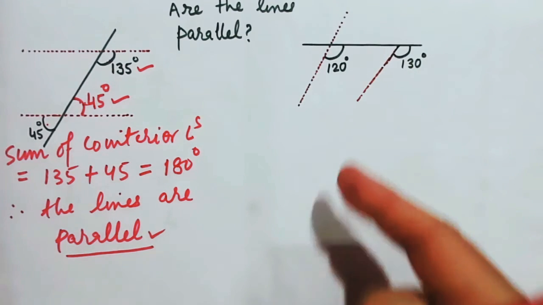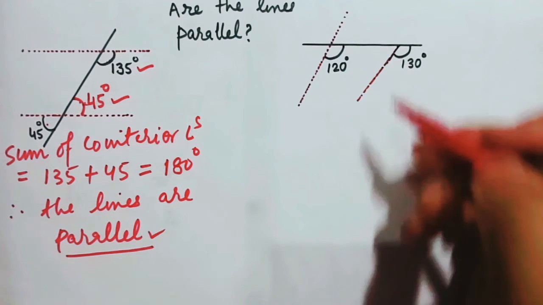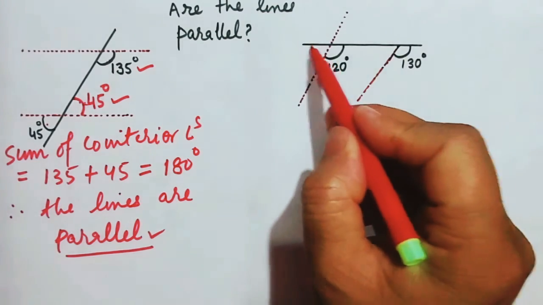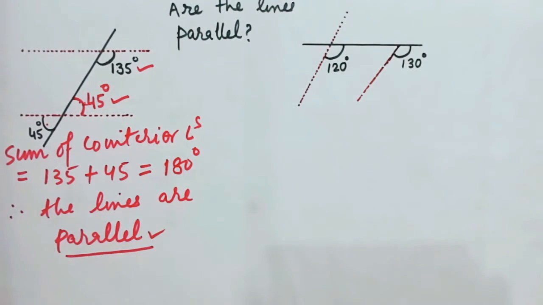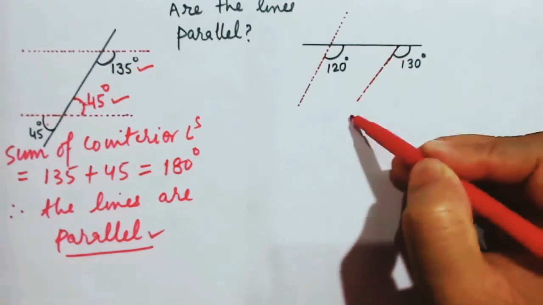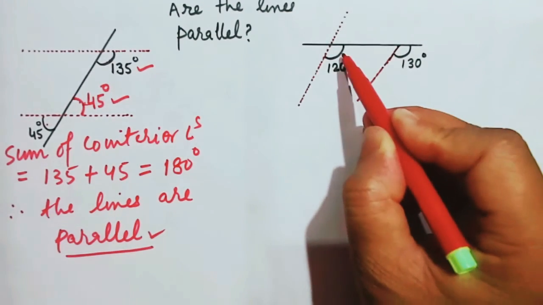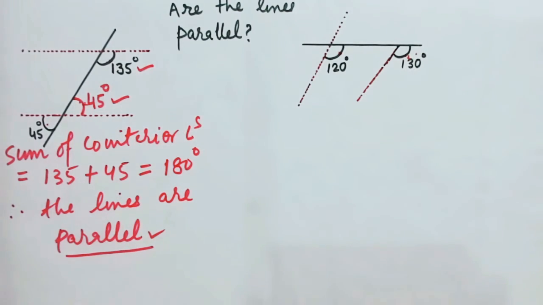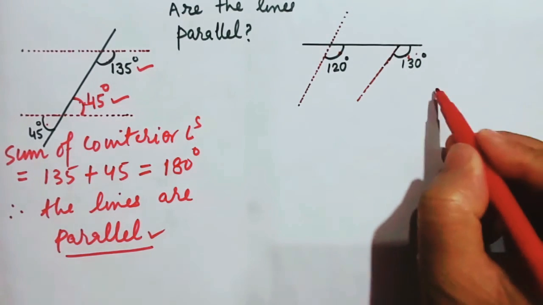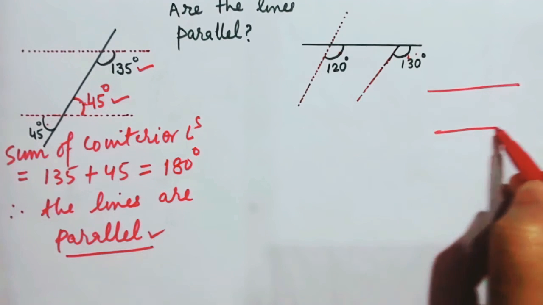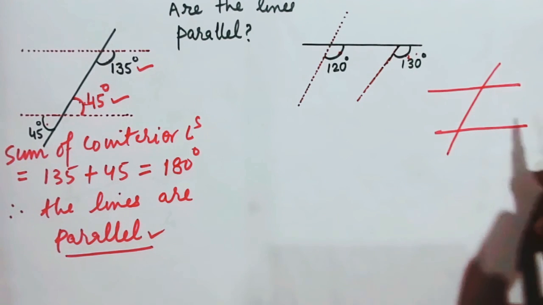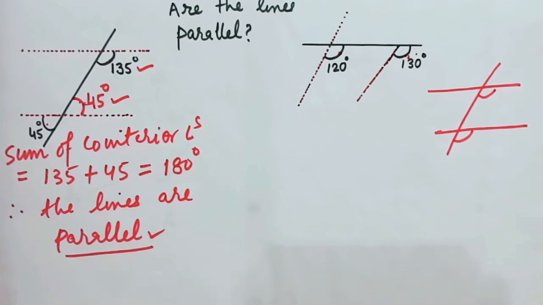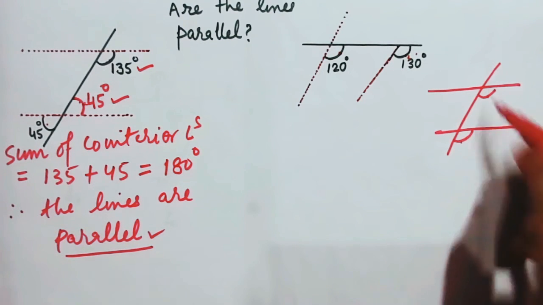Let's have a look over here. These two are the lines and this is the transversal. Therefore, these two are actually corresponding angles. Have a look. It is somewhat like this. These two are the lines and they have given you this angle and this angle. So they are corresponding angles.